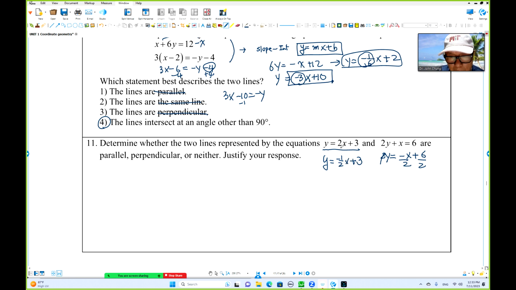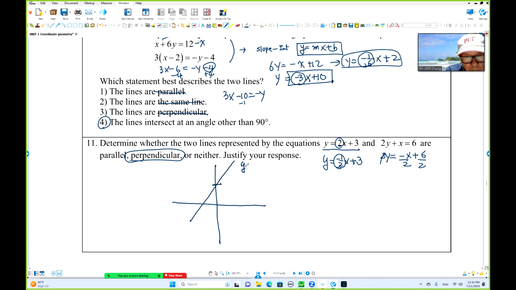The y-intercept is equal. What about the slopes? Negative reciprocal, right? They are perpendicular. It doesn't matter that the y-intercept is equal. The graph looks like this one. This is 3 over here. This is y equals 2x plus 3.